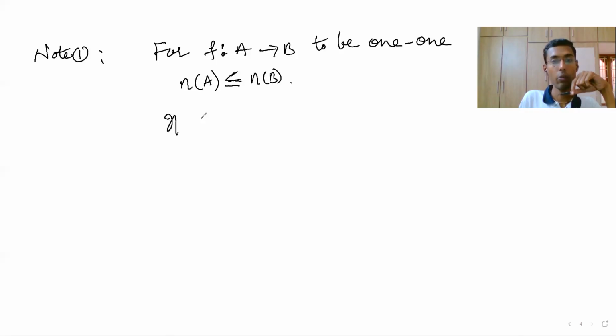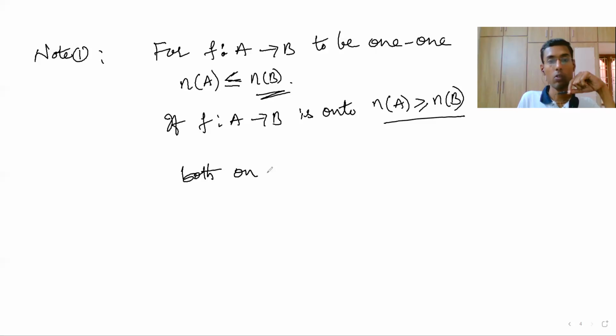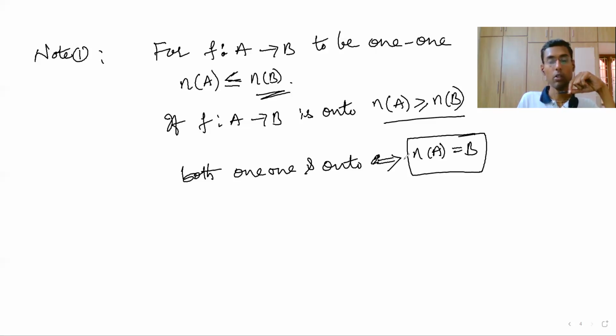So if f mapping A to B is onto, what's the condition? The number of elements in A should be greater than or equal to the number of elements in B. From 1 and 2, if it is both 1-1 and onto, that implies n of A must be equal to n of B. Yes, you are correct. That's true.